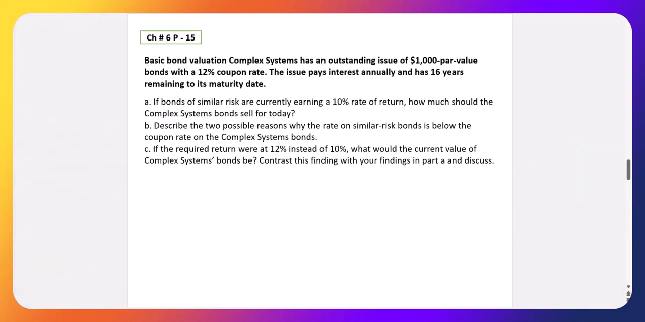Okay, problem 15. Basic bond valuation. Complex Systems has an outstanding issue of $1,000 par value bonds with a 12% coupon rate. The issue pays interest annually and has 16 years remaining to its maturity date. So let's start off with A. If bonds of similar risk are currently earning 10%, or the market return today is a 10% rate of return, how much should the Complex Systems bond sell for today?